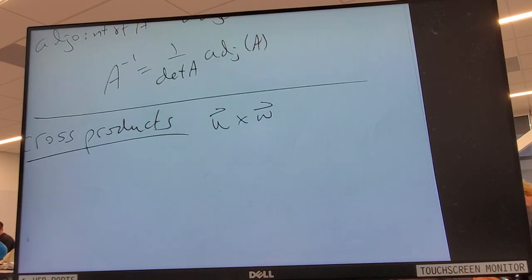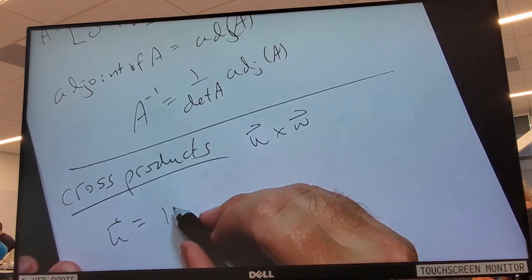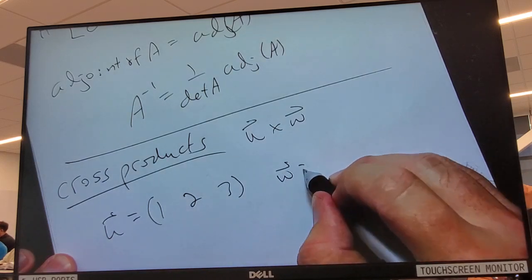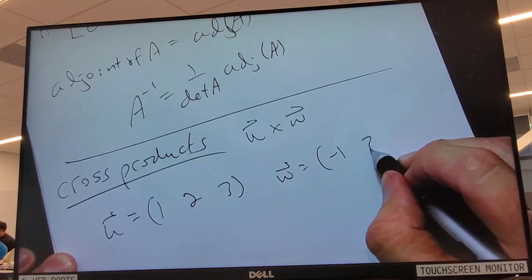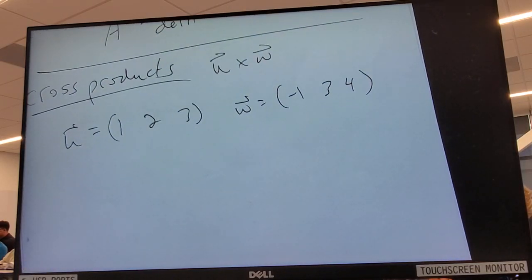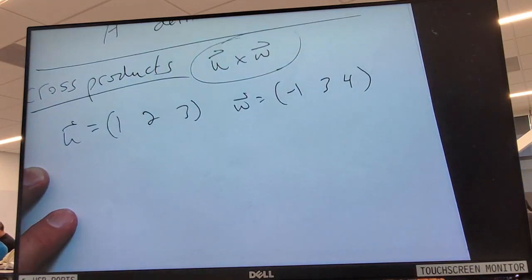Okay. So if I'm given 2 vectors, let's say I'm given the vectors, doesn't matter, 1, 2, 3 and -1, 3, 4. That's awesome. The shortcut to do this.